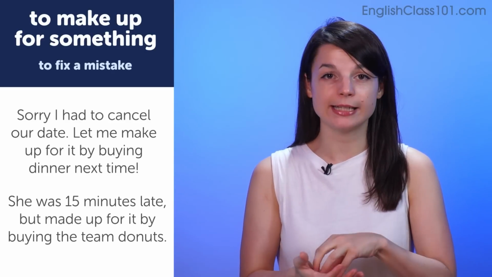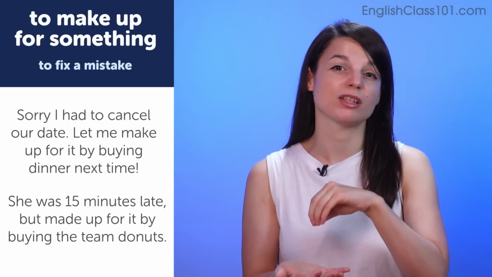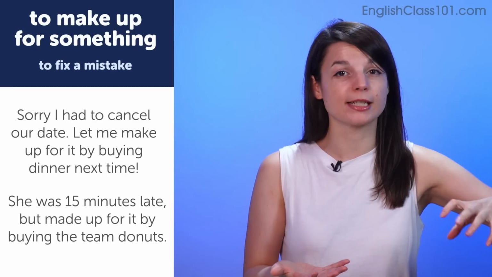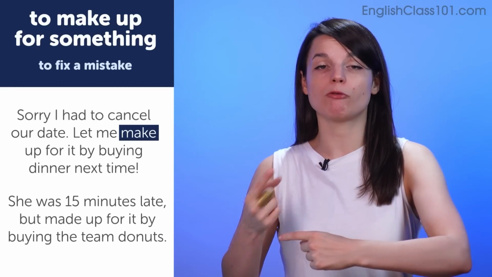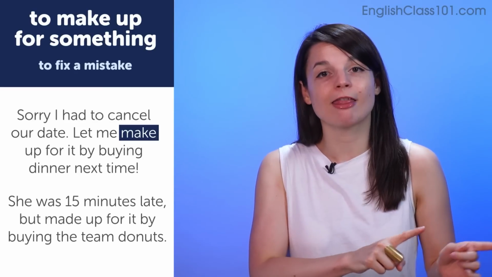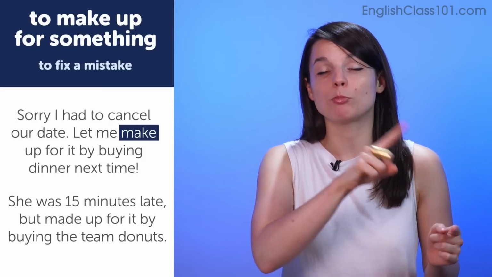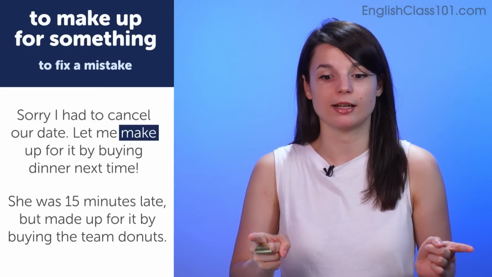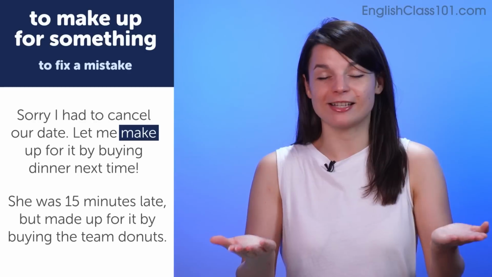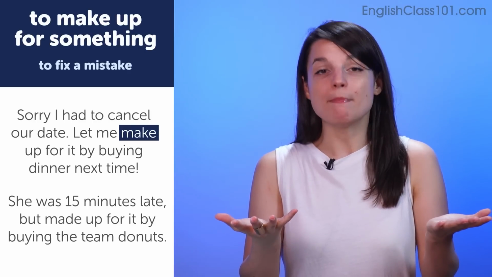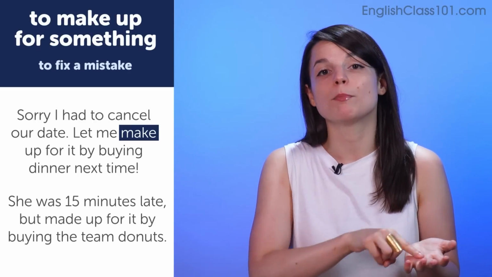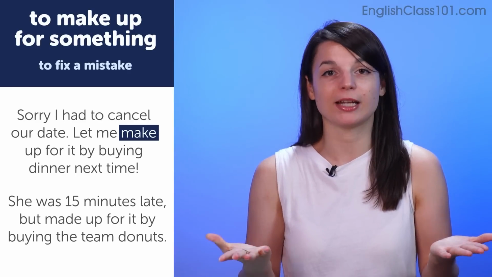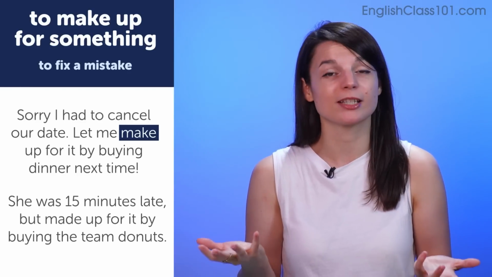In the first example sentence, a person has to cancel a date. It's a small inconvenience, like you're letting the other person down. You're disappointing the other person. So when we say I'll make up for it, it means I will fix that mistake and make an improvement. That's kind of the idea. So maybe in this case it's a dinner date, and to make up for it, to fix the mistake, the speaker is offering to pay for dinner next time, to repair this problem, to fix the problem.